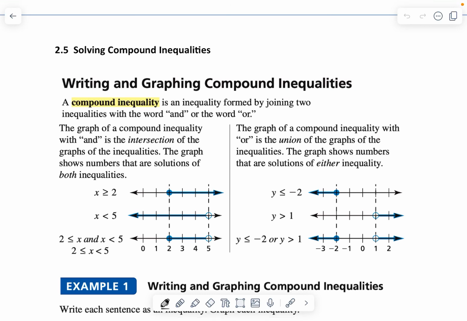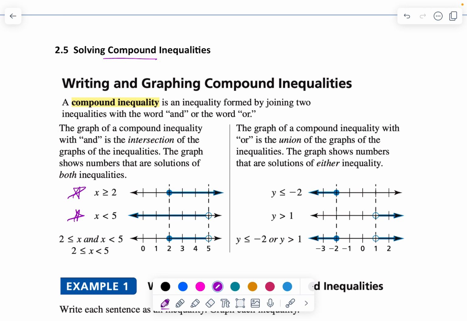All right, today we are going to cover the last section that we're covering in Chapter 2 before our test coming up, and that is solving compound inequalities. So compound means more than one. In a compound inequality, normally we're used to seeing something like x is greater than or equal to 2, and something like x is less than 5. A compound inequality combines both of those things together into one inequality.